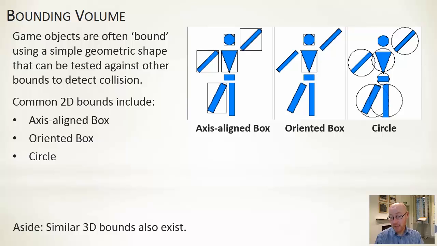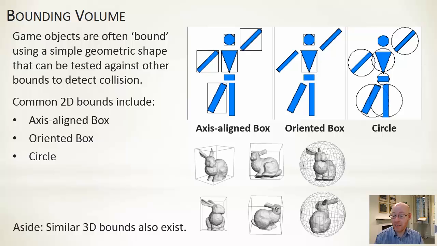This is 2D. All of these things apply to 3D. You can have a bounding sphere or a bounding axis-aligned box or an oriented box in 3 dimensions as well. You can also have ellipsoids and cuboids and lozenges and lots of other simple shapes by way of enclosing our objects as different types of bounds.